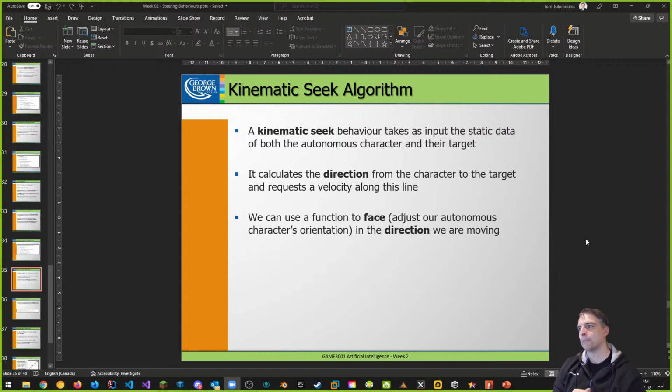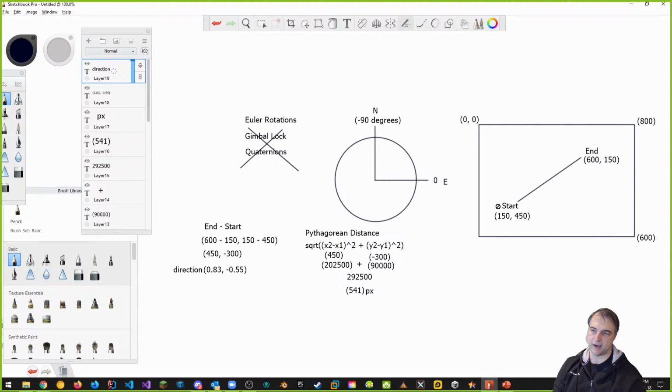So let's talk about kinematic seek and what seeking is. It's like I want to have an object chase another object. That's kinematic seek, right? Really what it does is it takes as input the static data of both the autonomous character and the target. I want to go to the target, is what it's saying, and it's going to calculate the direction. So again, I'm going to do that calculation we did earlier on our whiteboard, where I take the target and the initial location and calculate the direction. There's no smoothing here. I'm just going to turn around as fast as possible.